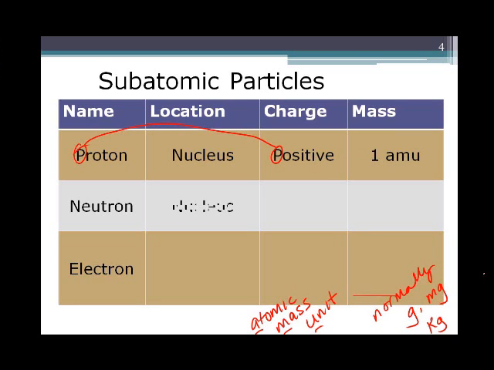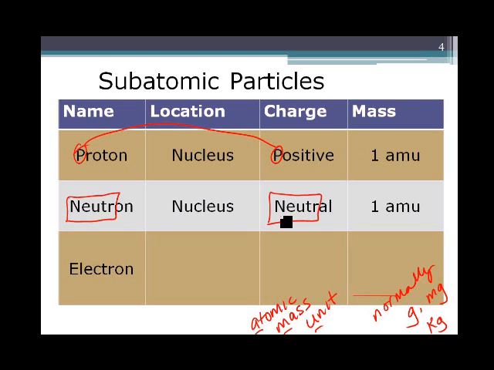The neutron is also located in the nucleus, and the charge is neutral. Now, if you take a look at neutron, it begins with N-E-U-T-R. Well, neutral also begins with N-E-U-T-R. So neutrons are neutral. The neutron also has a mass of 1 AMU, 1 atomic mass unit.